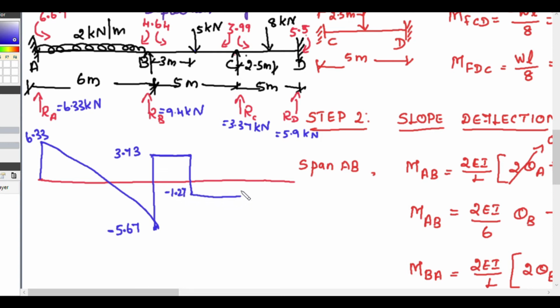At C, RC is 3.37. So it is minus 1.17 plus 3.37. We get 2.1. So at C, it is 2.1. Now, at this point, there is an 8 kilonewton load. So 2.1 minus 8, it is minus 5.9. Now up to D we do not have any load. RD is equal to 5.9. So minus 5.9 plus 5.9, we get it as 0. So this is our shear force diagram.